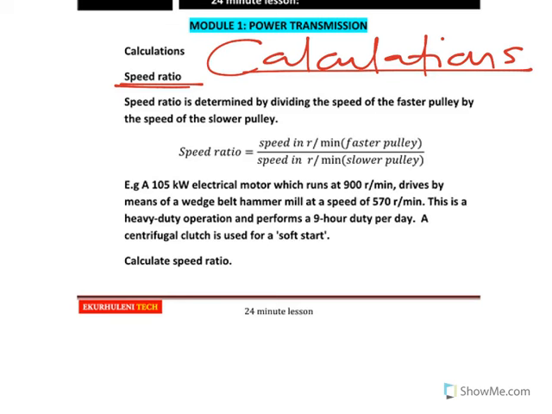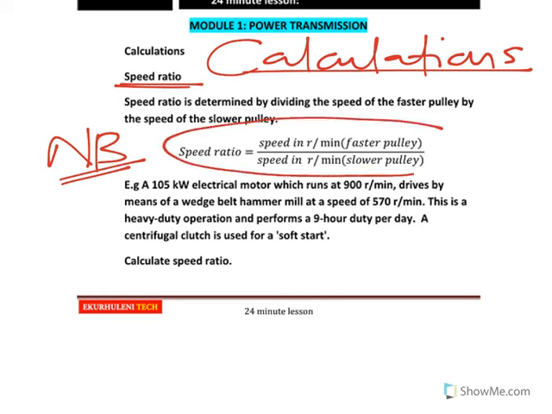Now speed ratio is determined by dividing the speed of the faster pulley by the speed of the slower pulley. They will not provide you with this formula in the exam. So you need to master this formula. Know this particular formula. It says speed ratio is speed in RPM, which is rotation per minute of the faster pulley, over speed in RPM, or r/min, rotation per minute on the slower pulley.